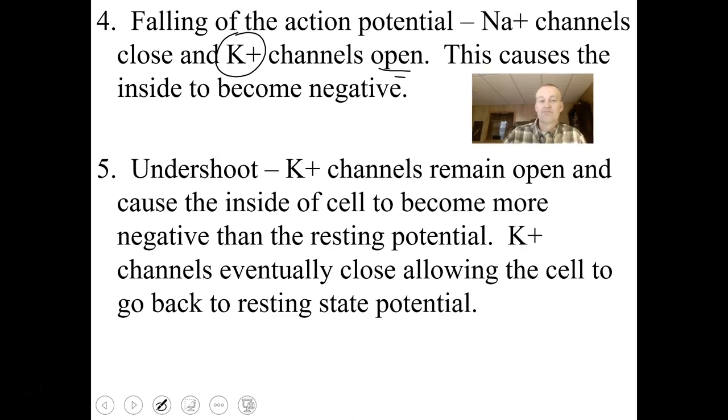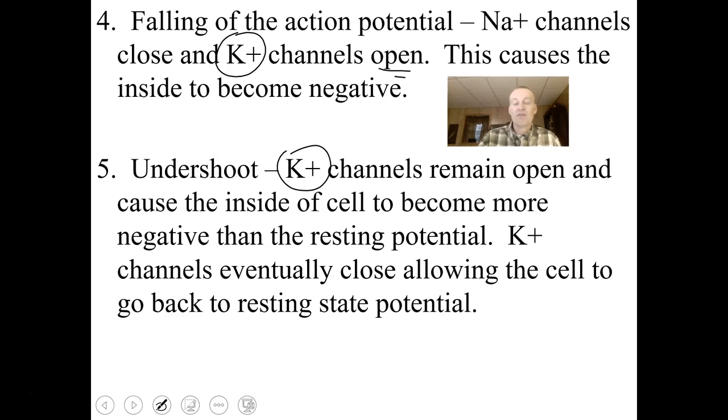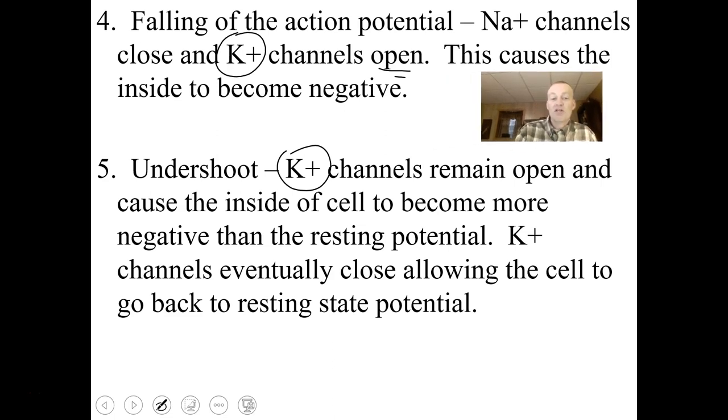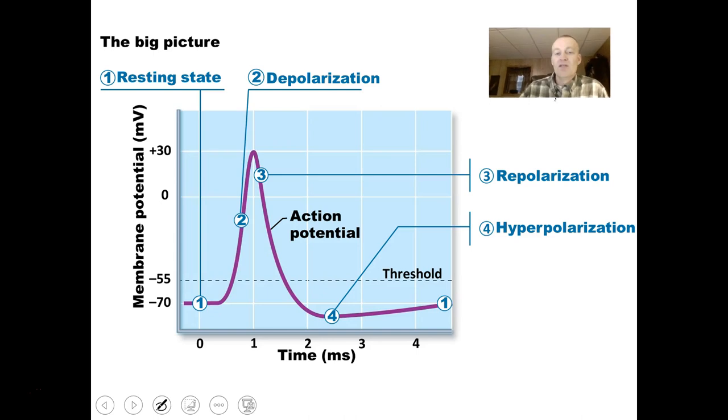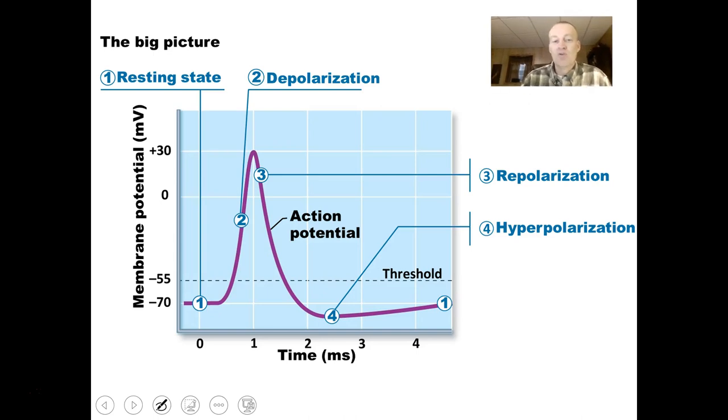If those potassium channels remain open for a period of time, they are going to cause the inside of the cell to become more negative. So eventually the voltage-gated potassium channels will close, and they will allow the cell to go back to resting state potential. So let's take all those words we just described and put them into some kind of visual display for you.